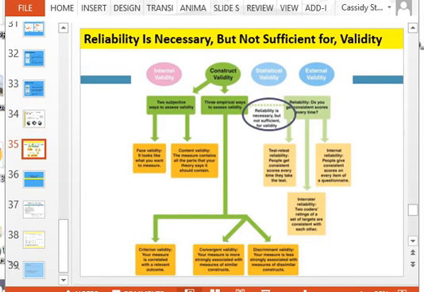So reliability is necessary, but not sufficient for validity. We can't have validity without also having reliability of measurement. But we can be reliable in our measurements and also not have valid measurements. So first we must assess reliability. Are we measuring things consistently? And then we can measure validity. Are we actually measuring what we're supposed to?